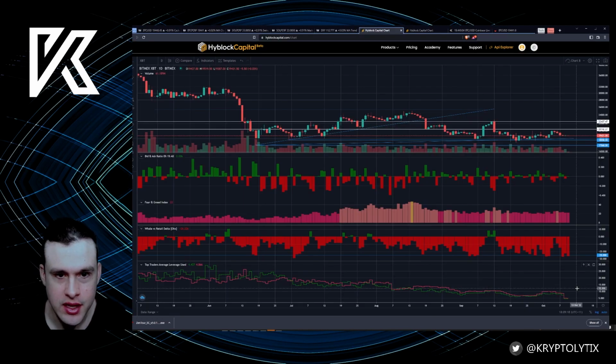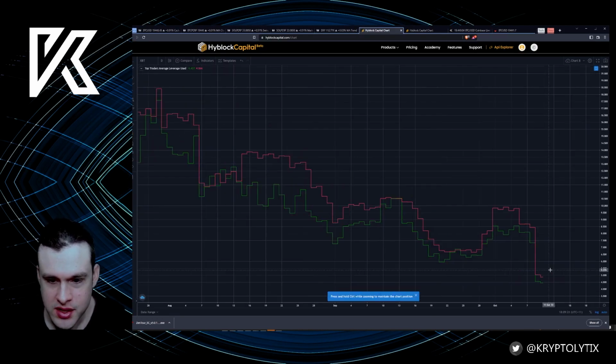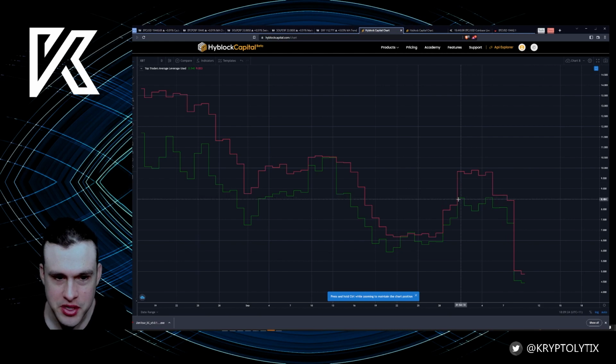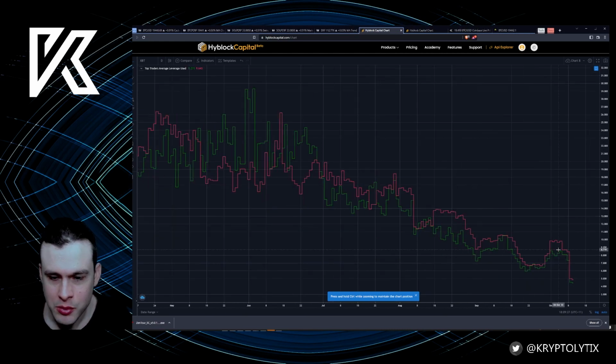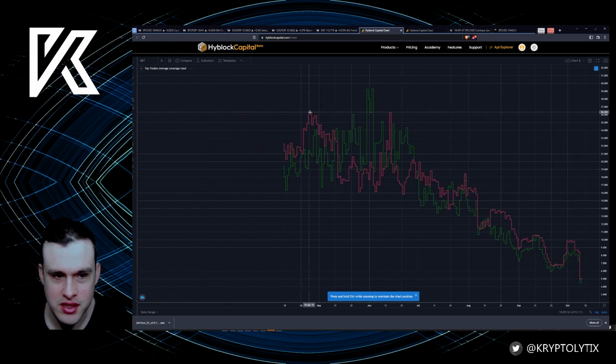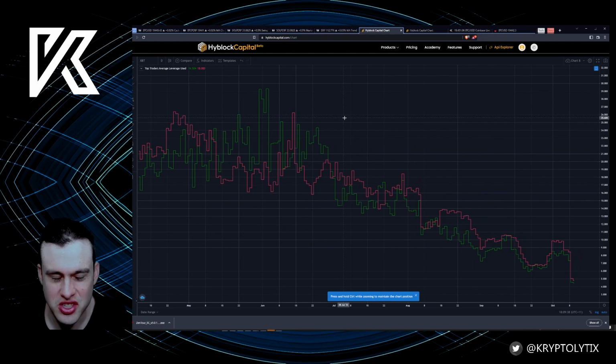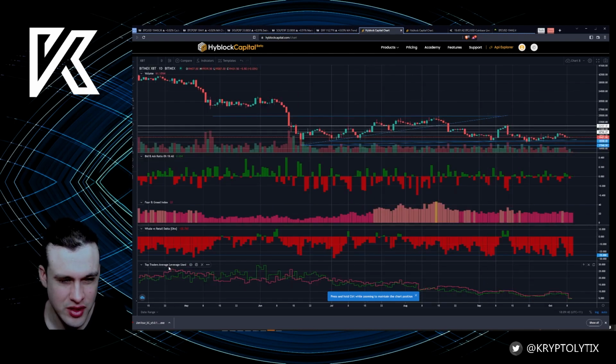Having a quick look at the Hyblock chart. So we can see that actually a lot of leverage is being reduced, which I find very interesting, because if we had a look at that chart before, it showed that open interest is on the rise, but it just means that people are using less leverage. This is just on OKX though. So actually it just says top traders. This is not OKX. The OKX is the whale and retail delta.